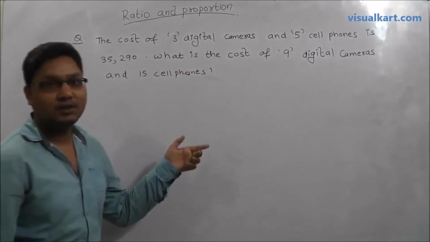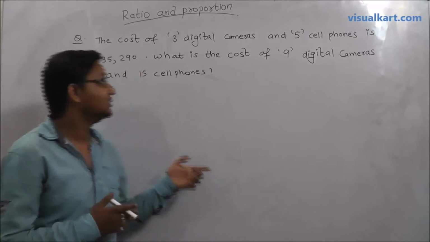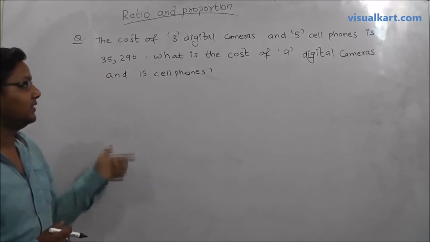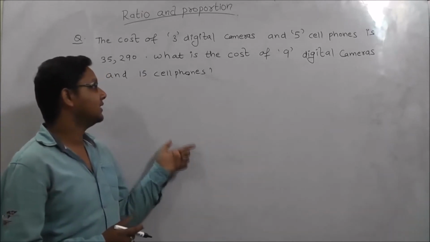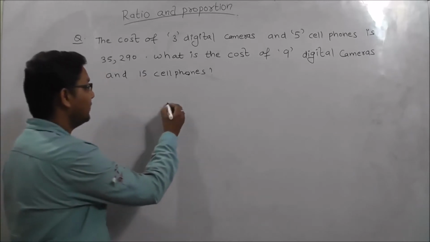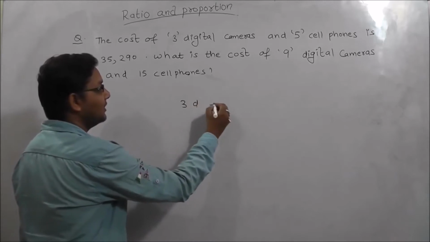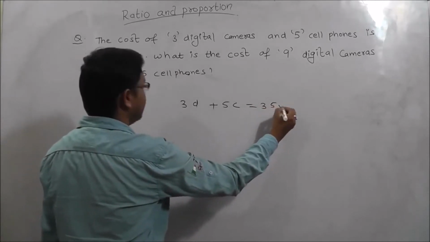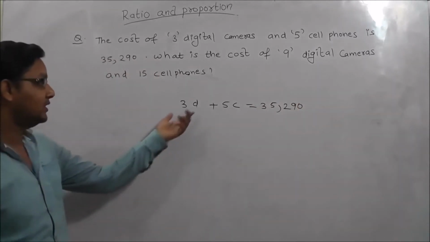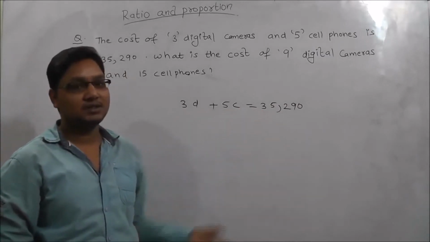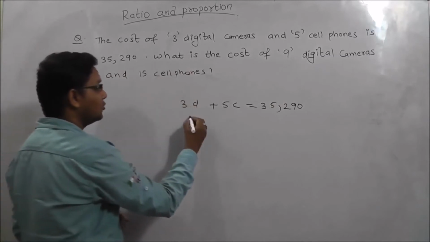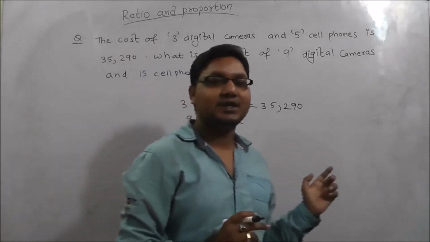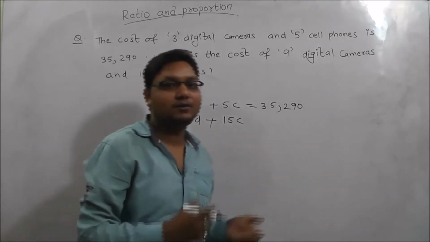So this type of question you will usually see in the coming competitive examinations. The cost of 3 digital cameras and 5 cell phones is 35,290. What is the cost of 9 digital cameras and 15 cell phones? Okay, so the given value is 3 digital cameras plus 5 cell phones. Both the cost is given as 35,290. So what is the cost of 9 digital cameras plus 15 cell phones? We have to find the cost of 9 digital cameras and 15 cell phones.